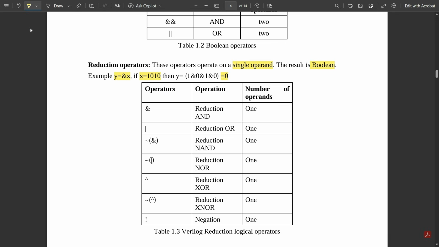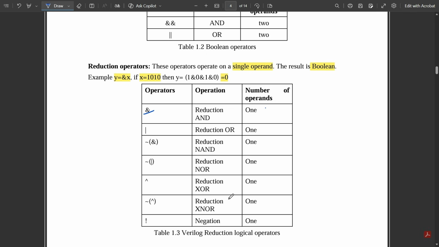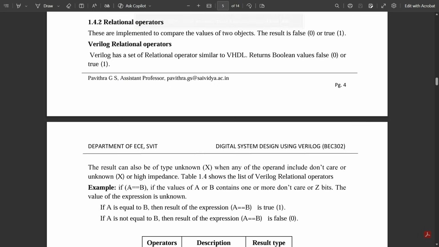So the symbols are given here. This is the symbol for reduction, and the number of operands is 1 in each case. This is for reduction OR, this is for reduction AND, reduction NOR, reduction XOR, and reduction XNOR, and this is the negation. Okay, negation means the complement. So this is clear for all these things under reduction operators. So now that's all for logical operators.